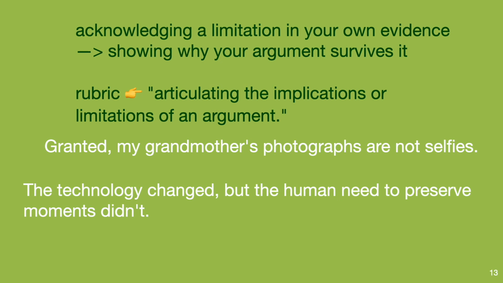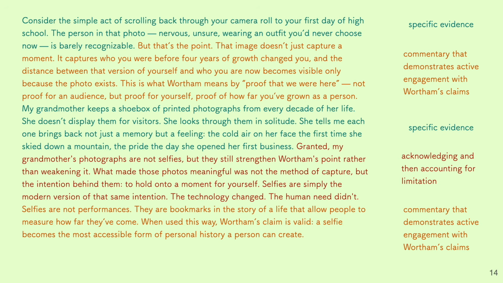The rubric calls this articulating the implications or limitations of an argument. When you explain how your evidence isn't perfect but still supports your claim, you're showing AP readers that you're thinking critically, not just stacking evidence. So this is the body paragraph that scores all 4 points for evidence and commentary, as well as the 1 point for sophistication.